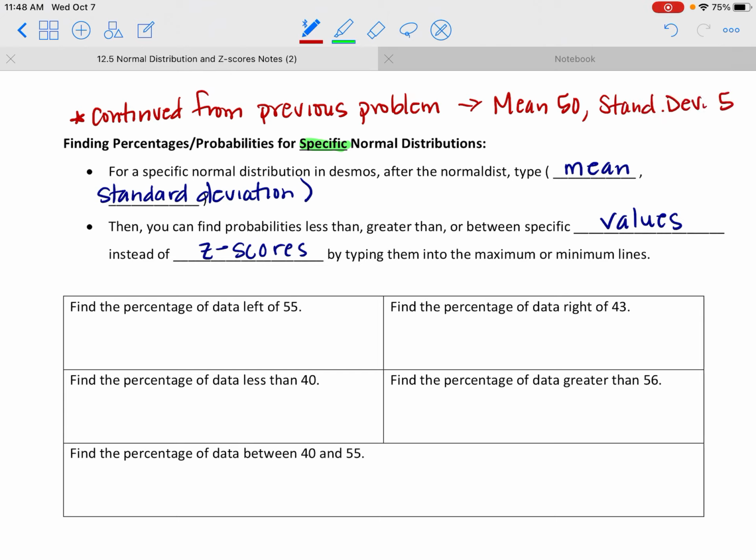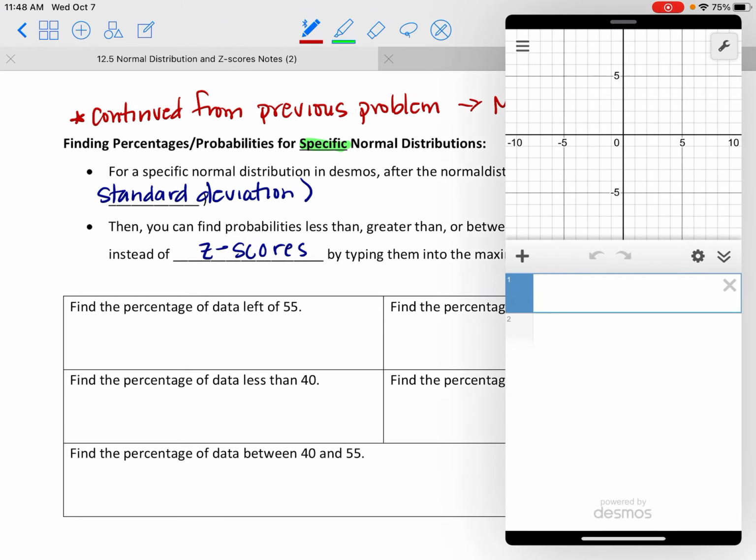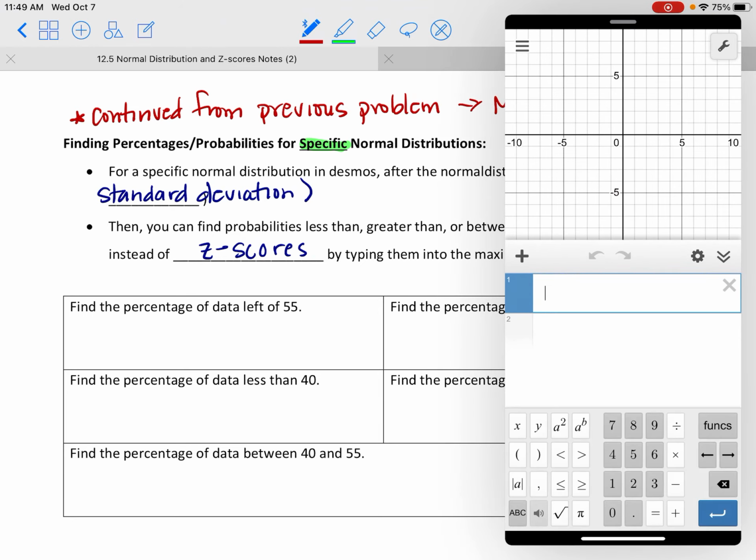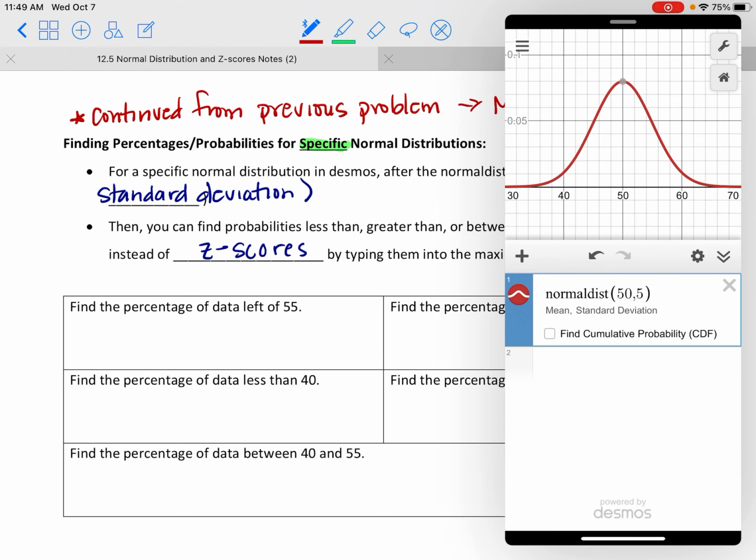Okay, so if we have the specific information when we go into Desmos, again, we're going to go into our functions, distributions, and select normal. Now, instead of leaving the parentheses blank for a generic situation where we use z-scores, we want specific information for specific values. So I'm going to put in my mean first, which was 50, and then a comma, and then my standard deviation, which was 5. I still want to press my zoom fit button to get my curve, but now you can see on the bottom, instead of just generic z-scores, we actually have values there. And I still want to click on the box to find the cumulative probability.